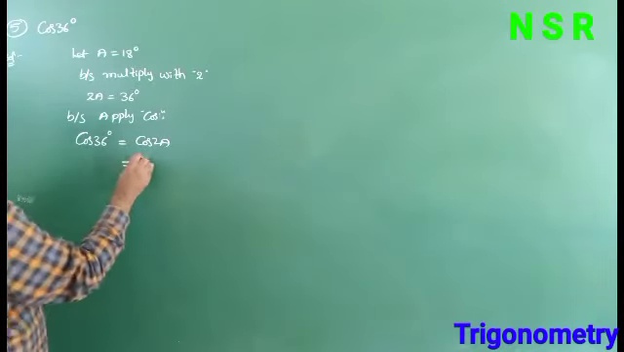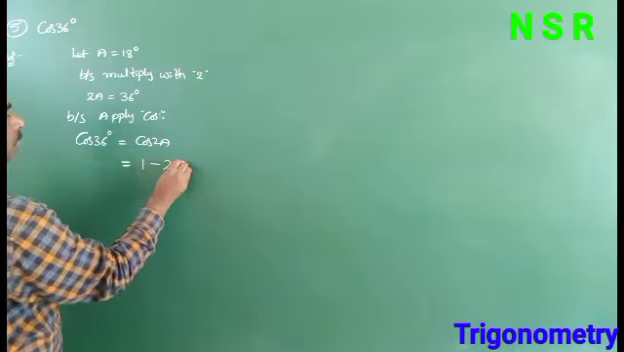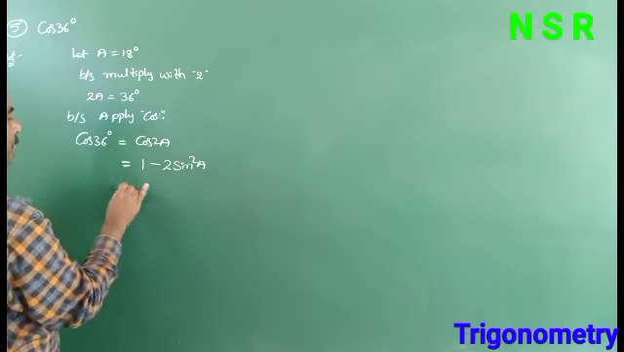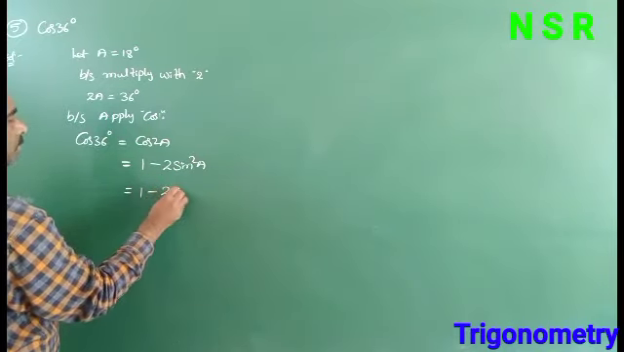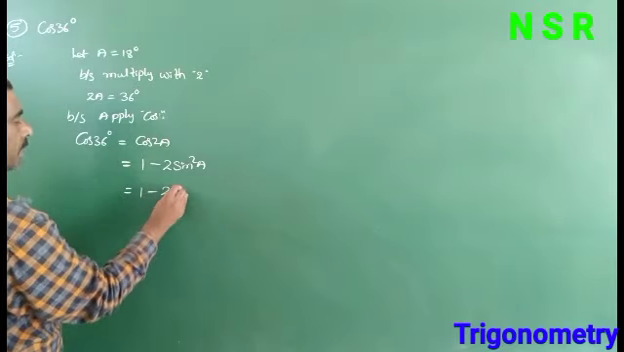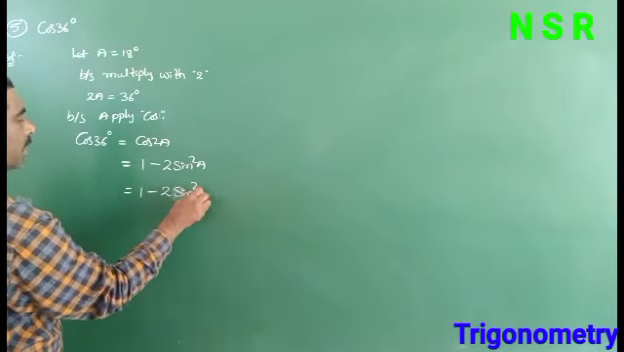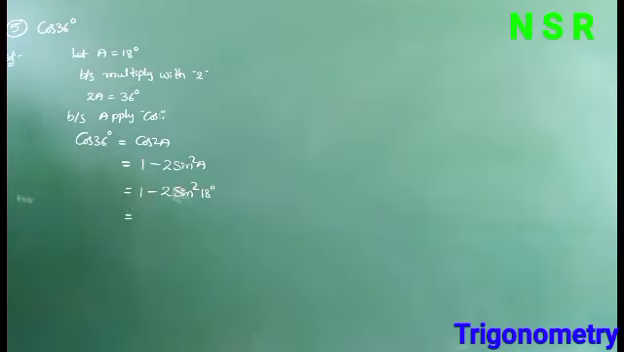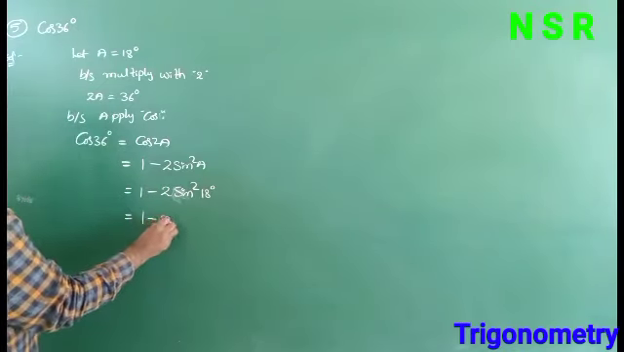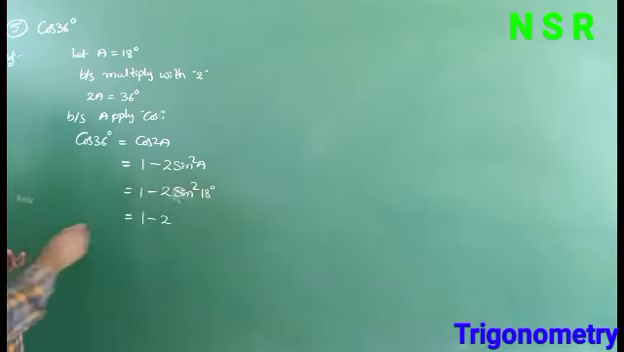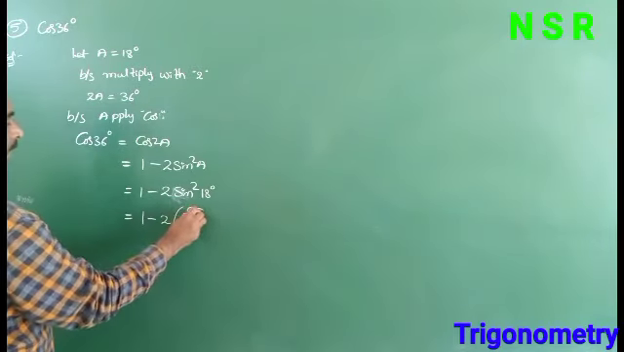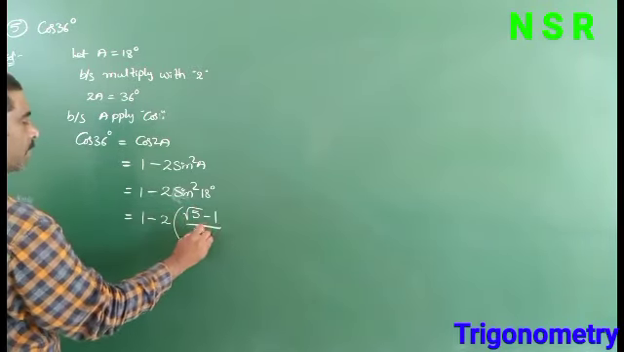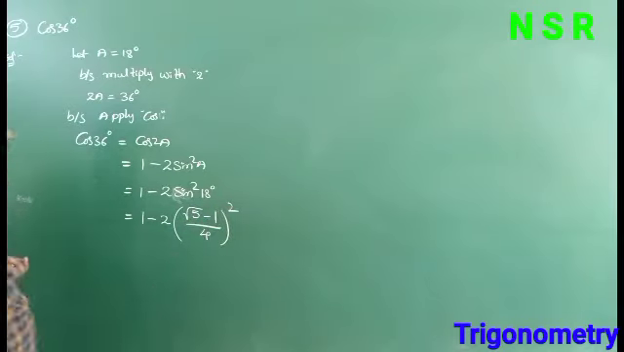So the cos 2a formula in terms of sin is 1 minus 2 sin square a. So 1 minus 2 sin square a. In place of a write 18 degrees. Why? Because we are considering a equal to 18. So 1 minus 2 sin square 18. So you know the value of sin square 18 is (root 5 minus 1 by 4) whole square.